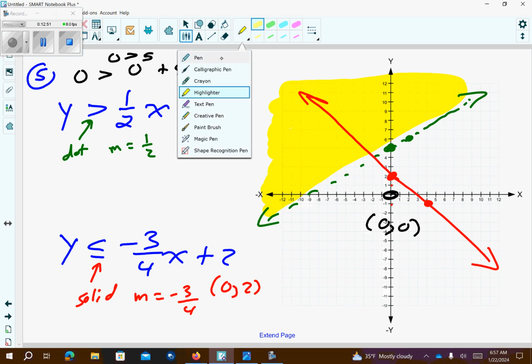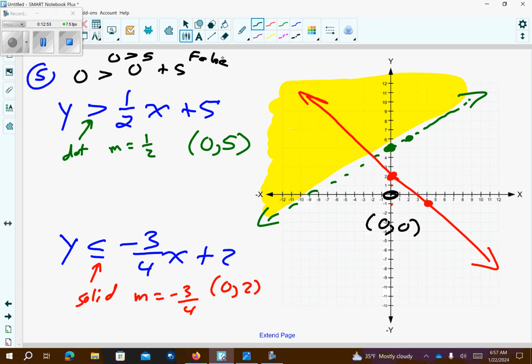Okay, so now let's plug 0, 0 into this one. So I get 0 is less than or equal to negative 3/4 times 0 is 0, plus 2 is 0 less than 2. That's true. Okay, so for my red line, I want to shade the same side in which the 0, 0 is on. So down here is the same side where the 0, 0 is on.